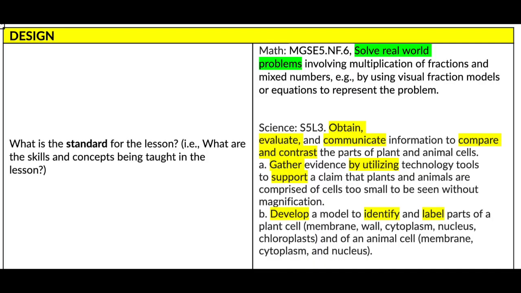Considerations from the design domain of the instructional framework. Math and science were integrated together to do a lesson about cells and fractions. The standards are on the screen.